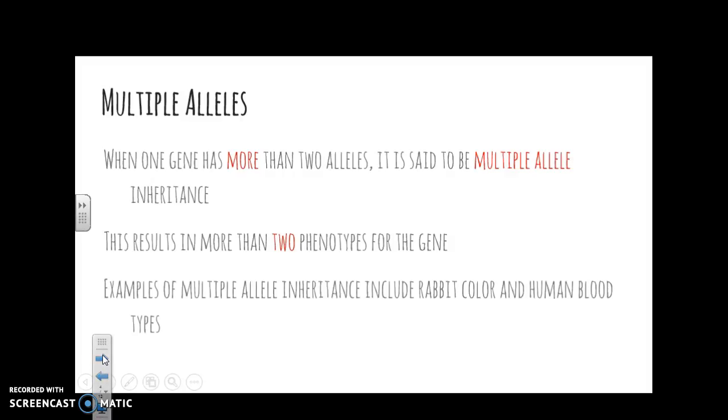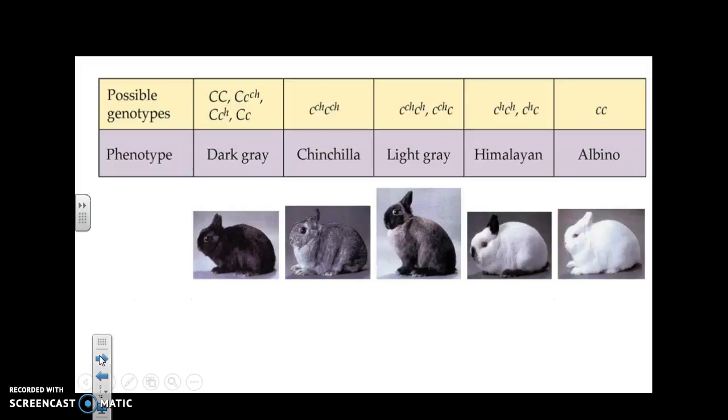So there are two examples of multiple allele inheritance we're going to go over. The first one is rabbit coat color, and then we'll talk about human blood types. So rabbit coat color is determined by multiple allele inheritance. So just by looking at this diagram, I want to answer a few questions. The first one is, what is the gene or trait in this example? So it should be hair or fur color, whichever one you wanted to write.